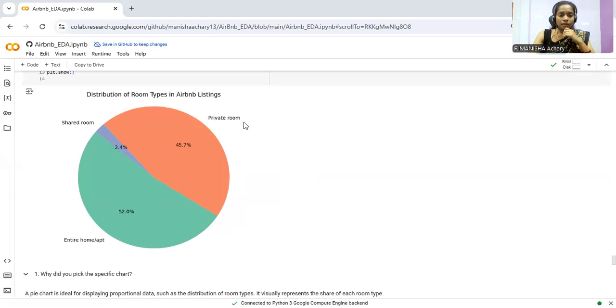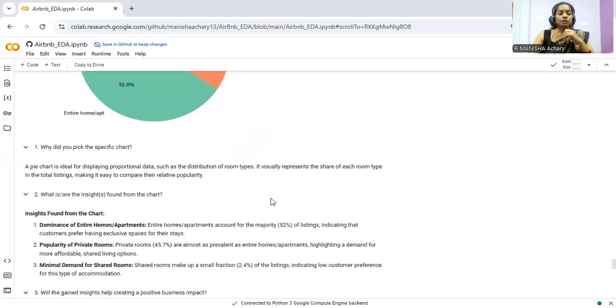Entire room or apartment has 52%, and private room has 45.7%. Shared room has 2.4%. The insight from this chart is that entire rooms or apartments account for the majority of listings, indicating that customers prefer having exclusive space for their stay. Private rooms, at 45.7%, are almost as prevalent as entire homes and apartments, highlighting a demand for more affordable shared living options. Shared rooms make up a small fraction of the listings, indicating low customer preference for this type of accommodation.